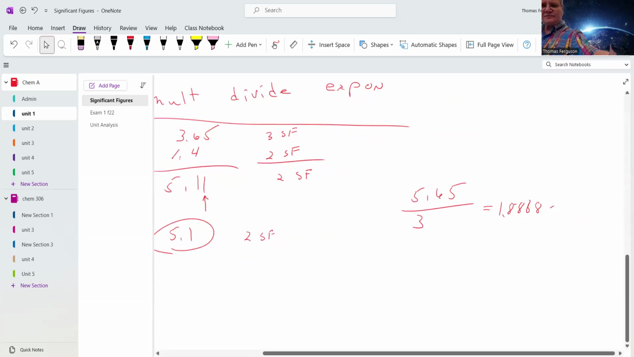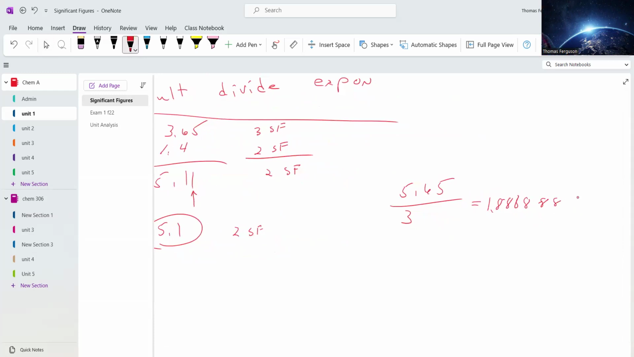A whole bunch of 8s. Okay, so how many sig figs should our answer have? 1. Because the 3 has 1 sig fig, and the top number has 3 sig figs. So our answer is going to have 1 sig fig. So we go to the second sig fig, which is the 8. 5 or more is going to increase the 1 to 2. So our answer is 2.